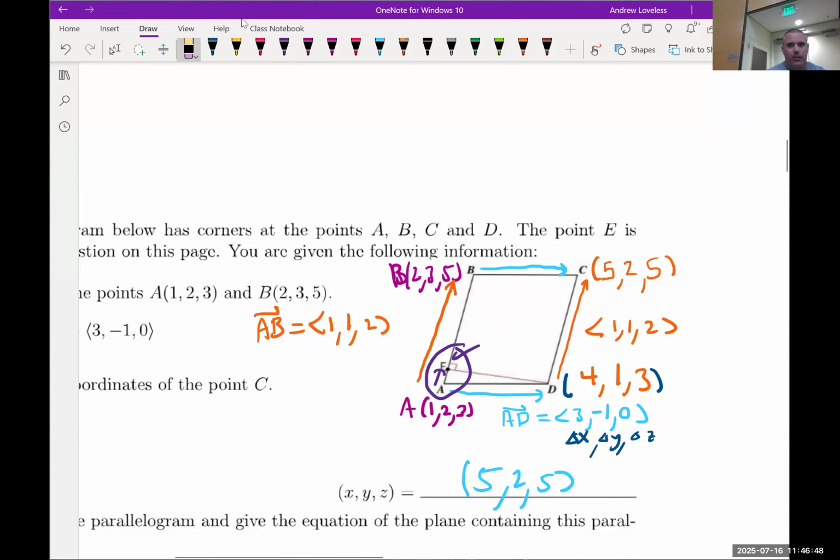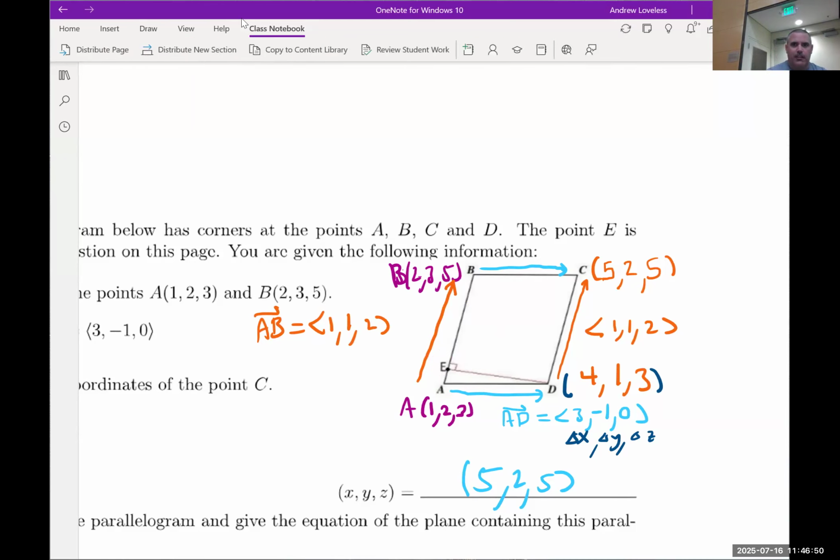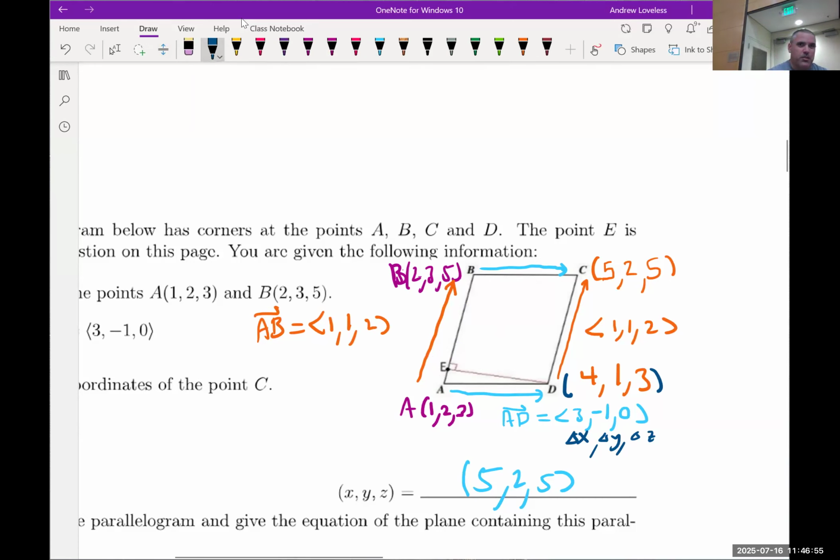I've had people say, how would I know that I'm supposed to use projection? If you see something that's perpendicular to another side, it's a projection question.